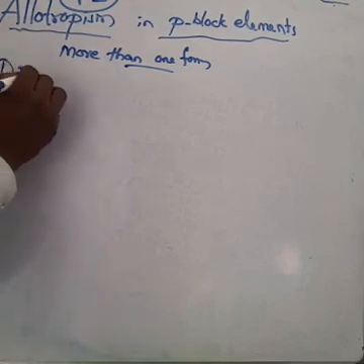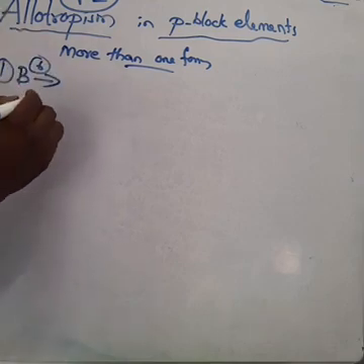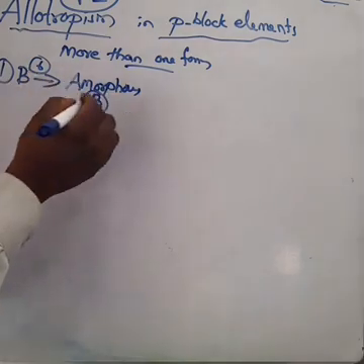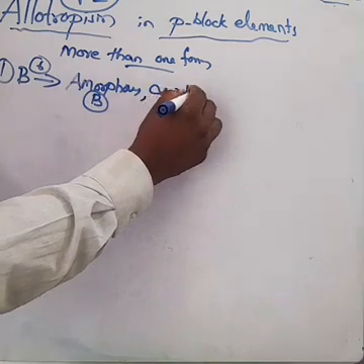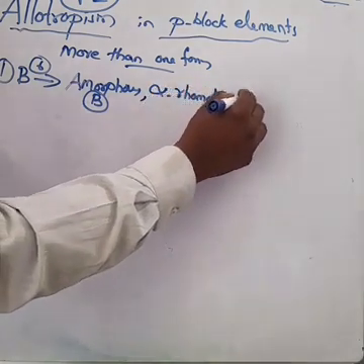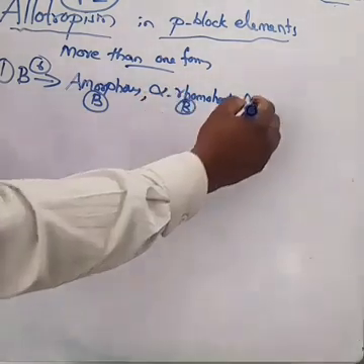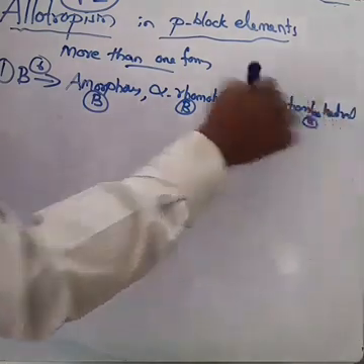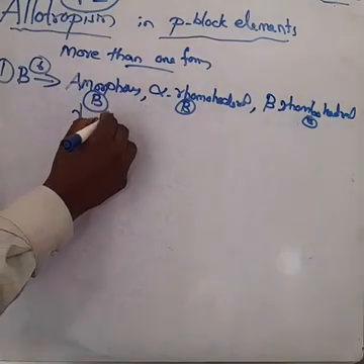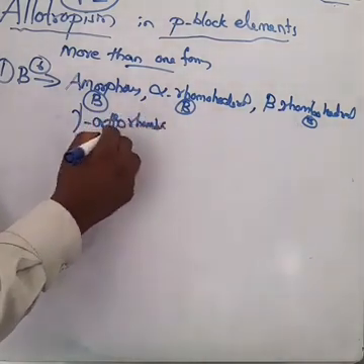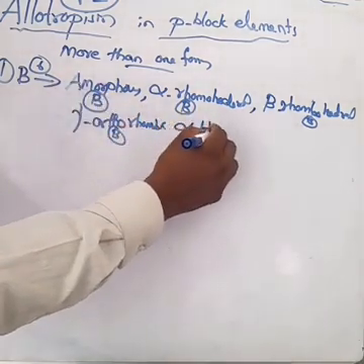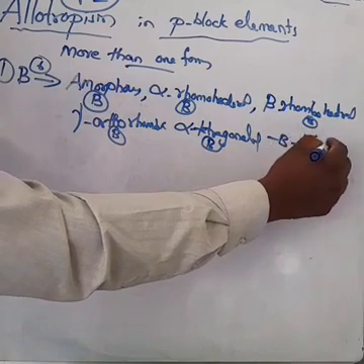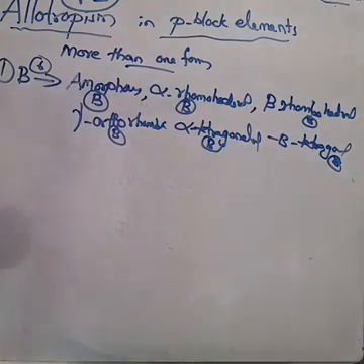Here some of the common allotropies: boron exists in 6 allotropic forms. What are they? Amorphous boron, alpha rhombohedral boron, beta rhombohedral boron, gamma orthorhombic boron, alpha tetragonal boron, beta tetragonal boron. These are the 6 allotropic forms of boron.